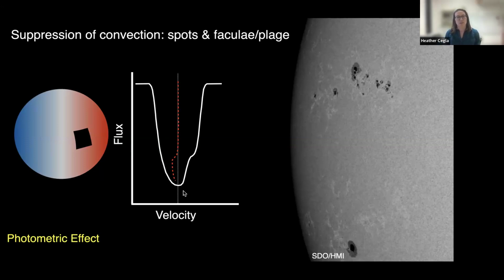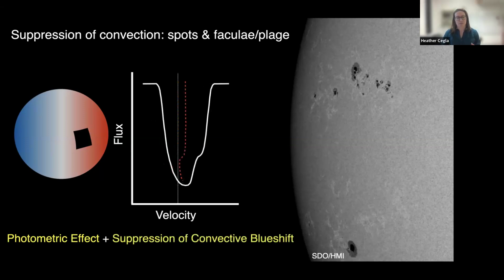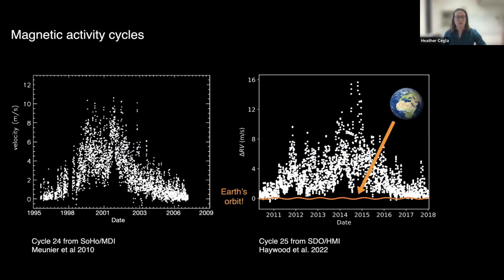Now, in addition to this, you have the fact that your convective velocities are inhibited. So that net blue shift goes away, or at least is suppressed significantly. So it's a twofold effect going on there. And then, of course, all of this is modulated over a magnetic activity cycle. This is just showing you some work from Nadesh Meunier and also some work from Raphael Haywood, looking at some solar physics data where you can see that over the course of a solar cycle, there's a big amplitude of almost 10 meters per second over the course of a cycle.